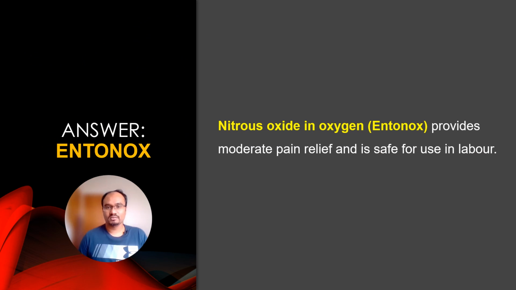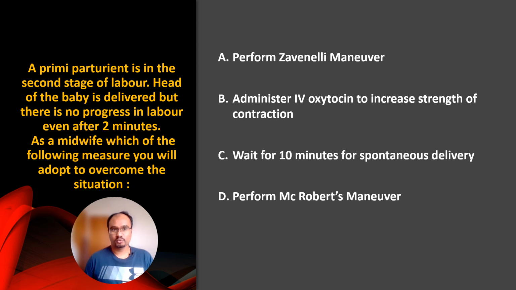Entonox is nitrous oxide in oxygen and it provides moderate pain relief and is safe during labor. Let's go to the next question. A primary parturient is in the second stage of labor. The head of the baby is delivered, but there is no progress in labor even after 2 minutes. As a midwife, which of the following measures will you adopt to overcome the situation?